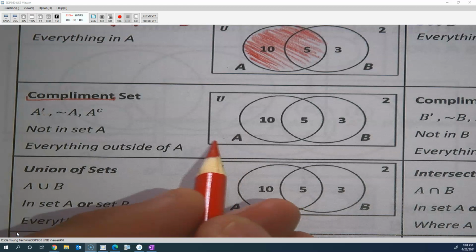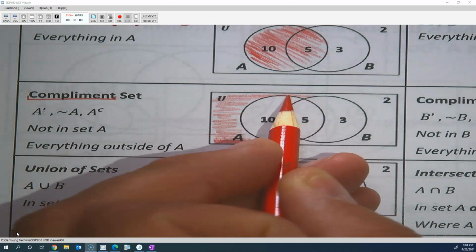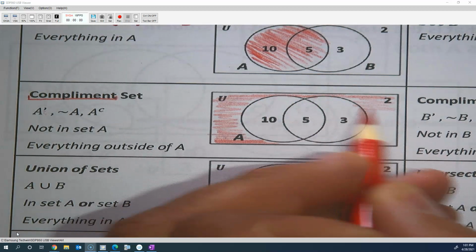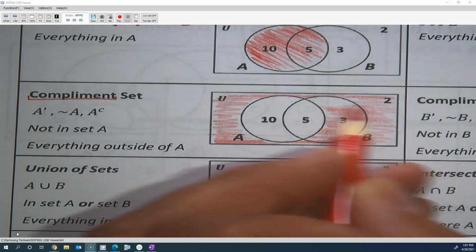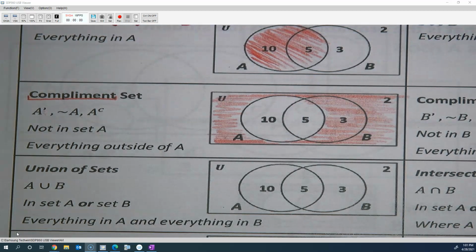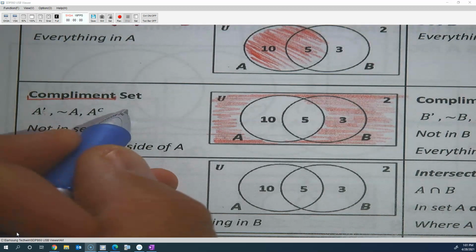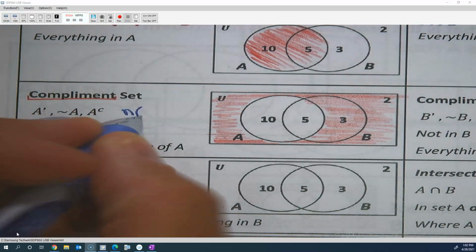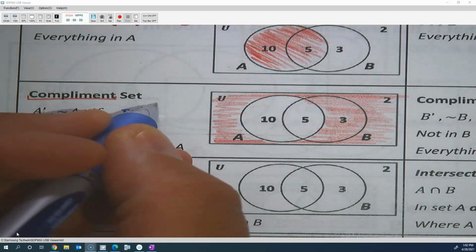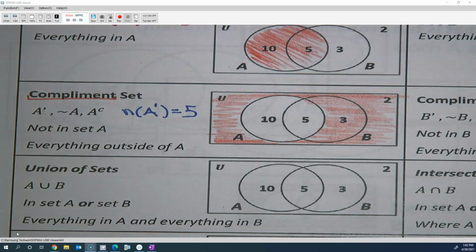In this case, the complement would be everything outside of circle A. And how many items would there be? 5. Yep. So the way that you'd write that would be n of the complement of A is 5. So that's our complement.